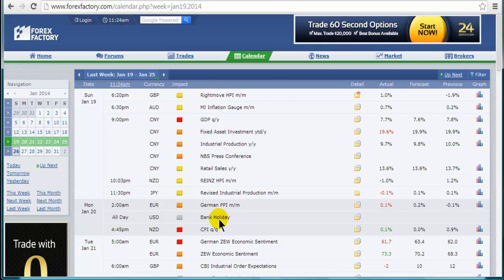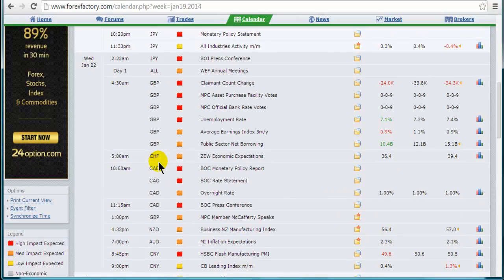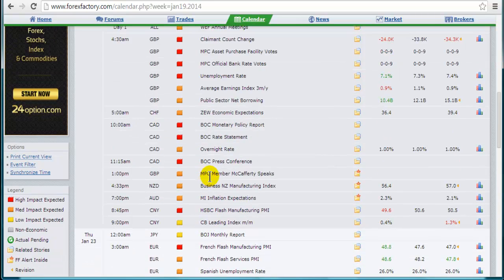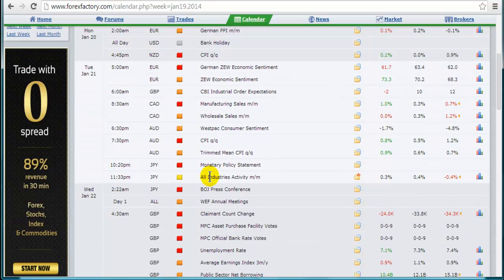Last week, which just ended, there was some high impact news. A lot of traders, if you were trading like I was trading before, ended up in trouble. There was some high impact news.